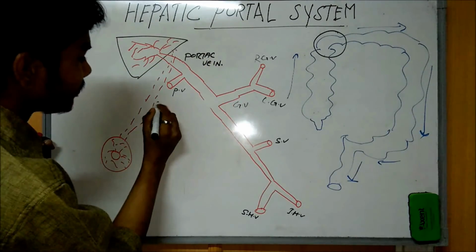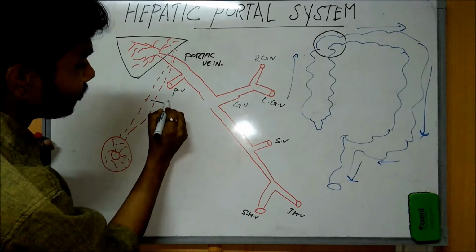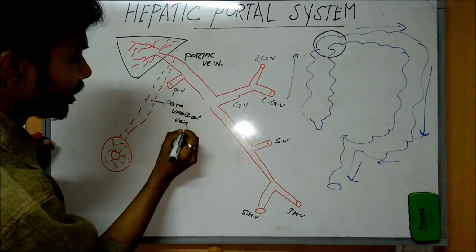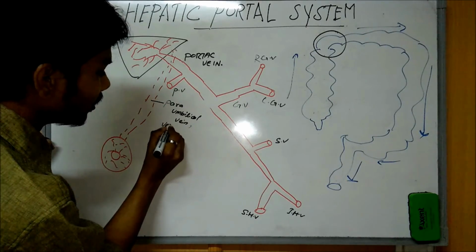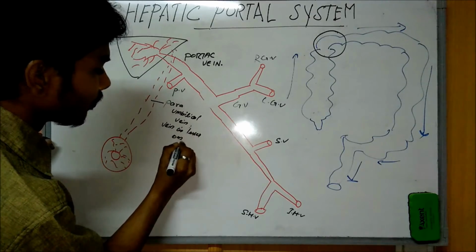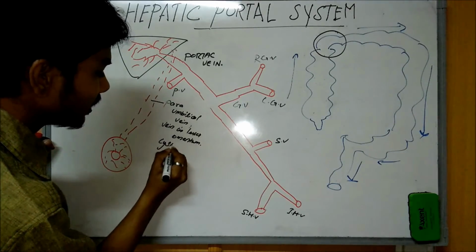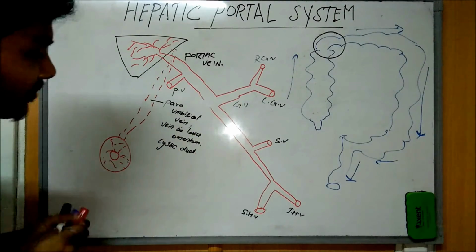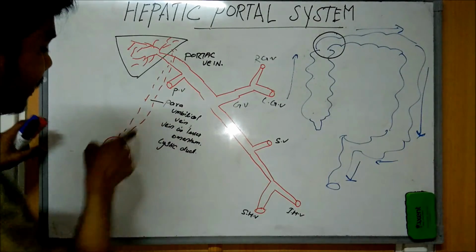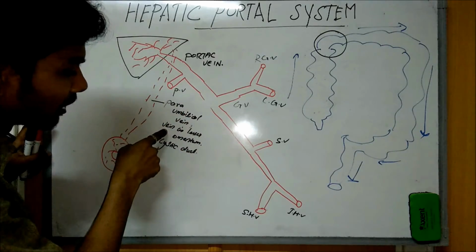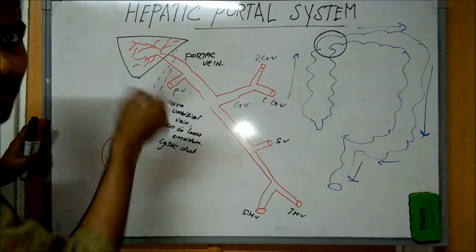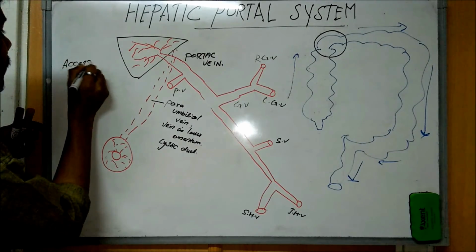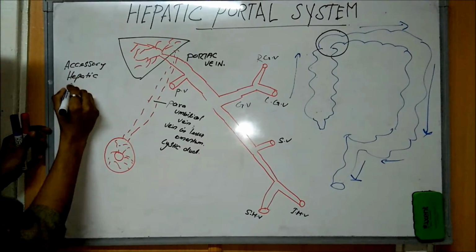And in the posterior aspect we have the para-umbilical vein, which arises from the umbilicus, and veins in the lesser omentum, and we have the cystic vein, which arises from the gallbladder and then drains into the liver. So this system, the para-umbilical vein, veins in the lesser omentum, cystic vein, and the falciform ligament which is present in the posterior aspect of the liver, is called the accessory hepatic portal system.